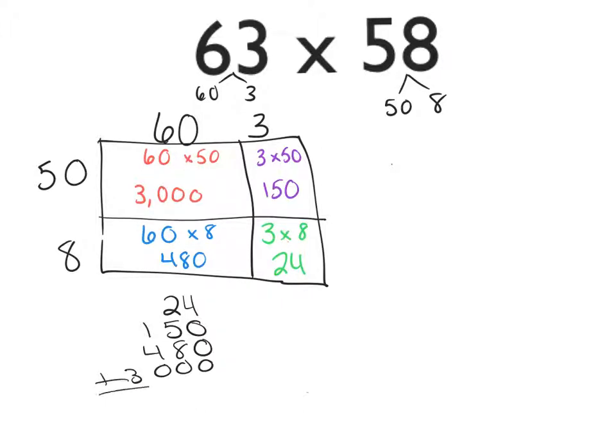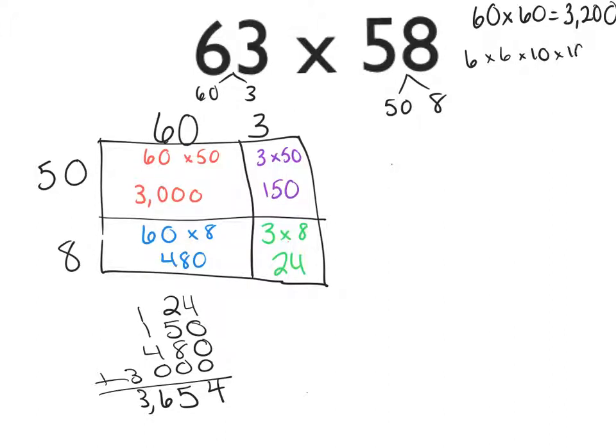Notice I'm lining up all of my digits by place value. So this is 4, 5 plus 2 is 7, plus 8 is 15, 1 plus 1 is 2, plus 4 is 6, and then 3. So I got 3,654. And once again, I'm going to estimate 60 times 60. 6 times 6 is 36, so this will be 3,600. Because once again, think about it as 6 times 6 times 10 times 10. This would be 36 times the 100, which gives you the 3,600.